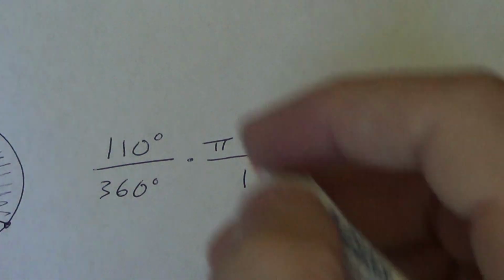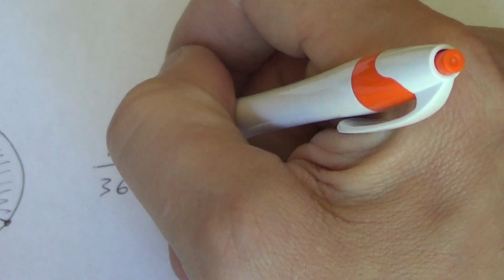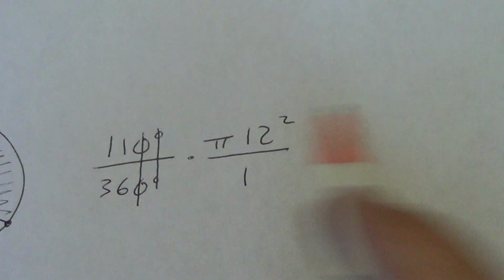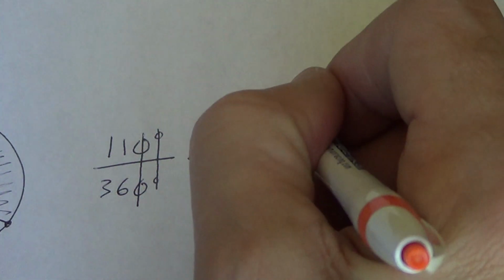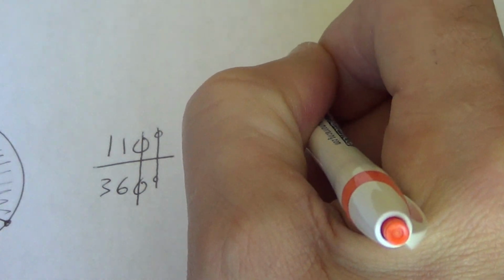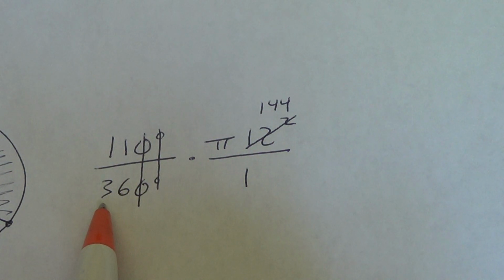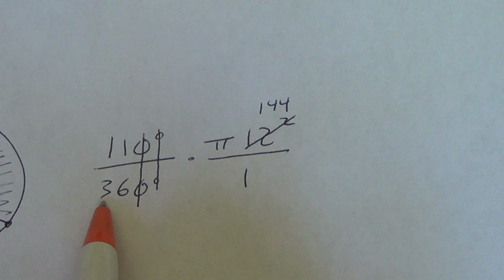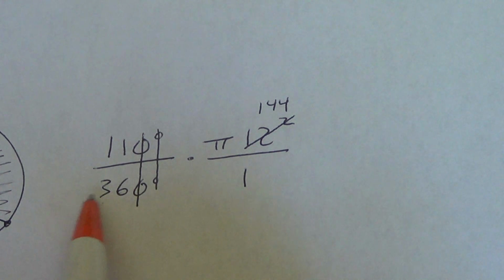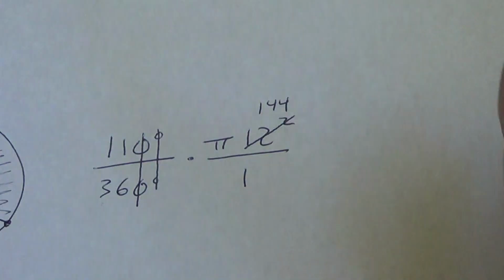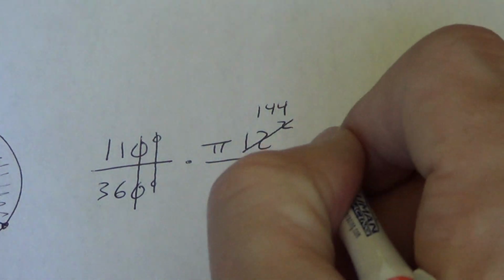Let's do a little reducing. Degrees cancel, zeros cancel, 11 and 36 can't reduce at all. 12 squared, I can write as 144. Now you could reduce here. Now, sometimes people get confused by doing that because they get it confused with the cross multiplying thing, and if that confuses you at all, just multiply, reduce at the end. That's what I'm going to do real fast.